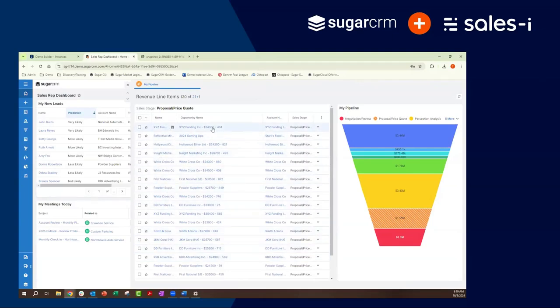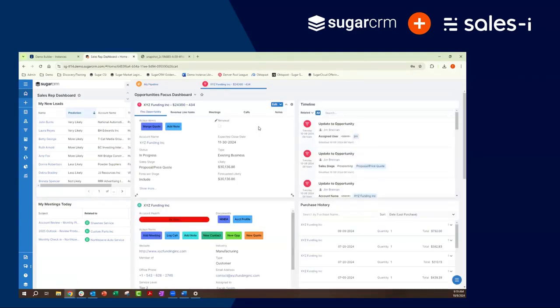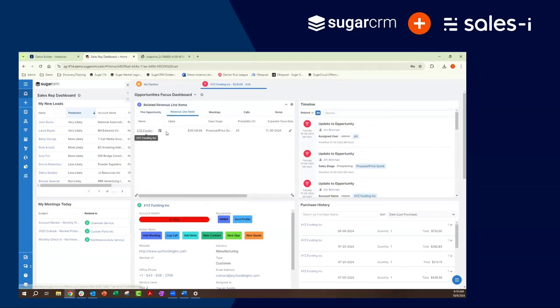And again, very quickly, can I pull up that sales opportunity? Again, working from my dashboard, pulling up the details around the sales opportunity, seeing what products are included in the sales opportunity, as well as purchase history and a timeline of interactions within this view.